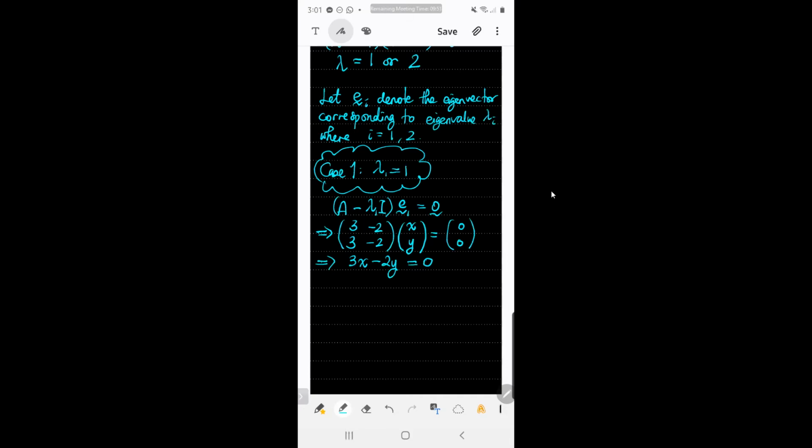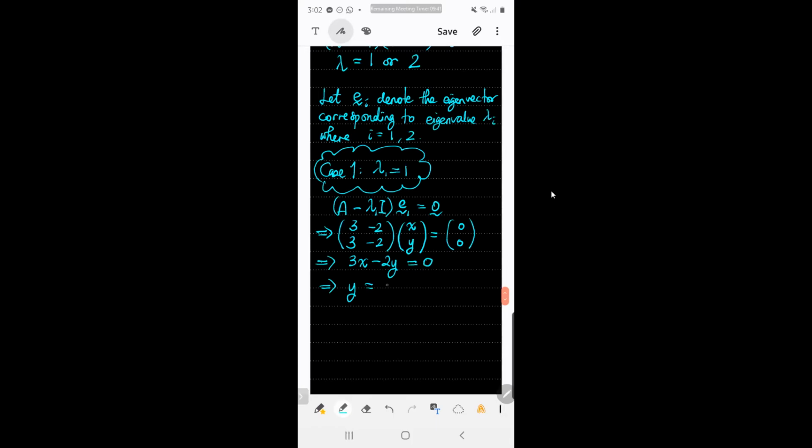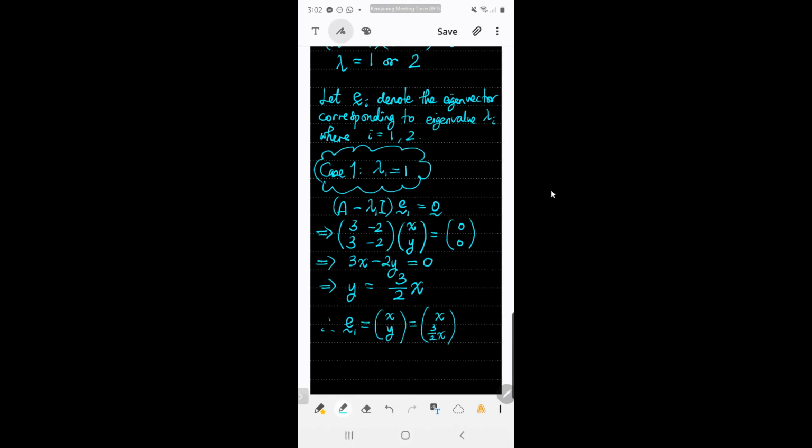So in this case, I can express y in terms of x. Therefore, I get y equals 3 over 2x. Am I right? Yes. So you see, our eigenvector 1, which is originally in the form of x, y, can now be written as x and 3 over 2x, because you substitute y equals 3 over 2x into the second row. Therefore, you get 3 over 2x.